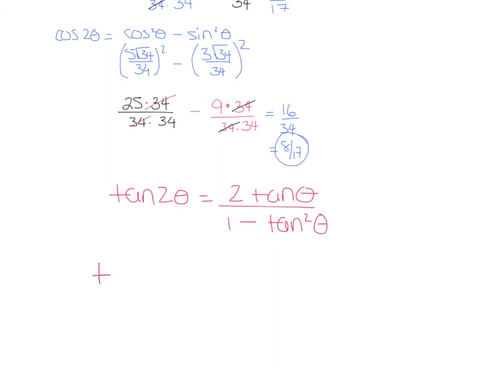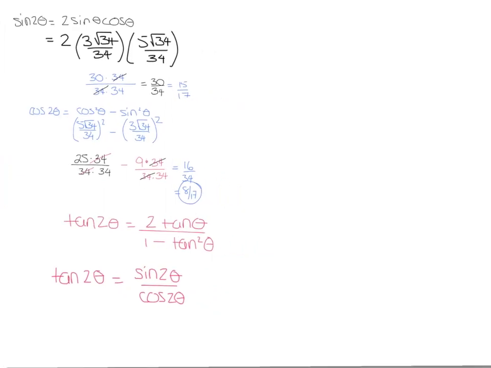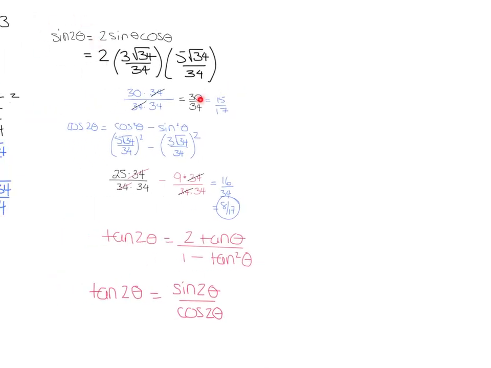I know, using my quotient identity and verifying proofs, because we've done a lot of that, this is going to be equivalent to sine 2 theta over cosine 2 theta. And this is something that I did evaluate for. I did that up here. We got the double angle for sine, 15 over 17, and we got the double angle for cosine, that's 8 over 17. As long as you evaluated for it, and this is what you're substituting, I'm okay if you use this shortcut.